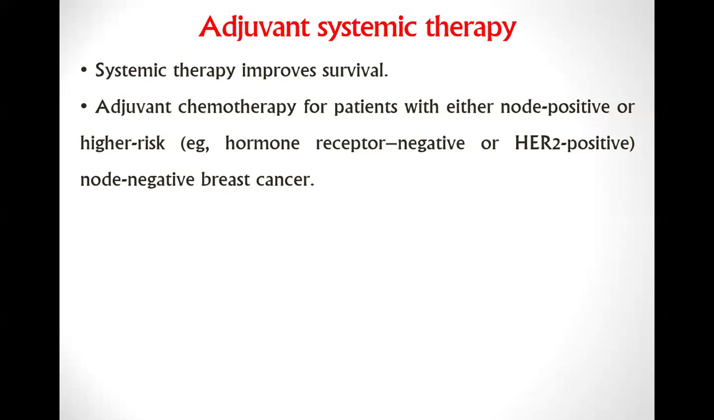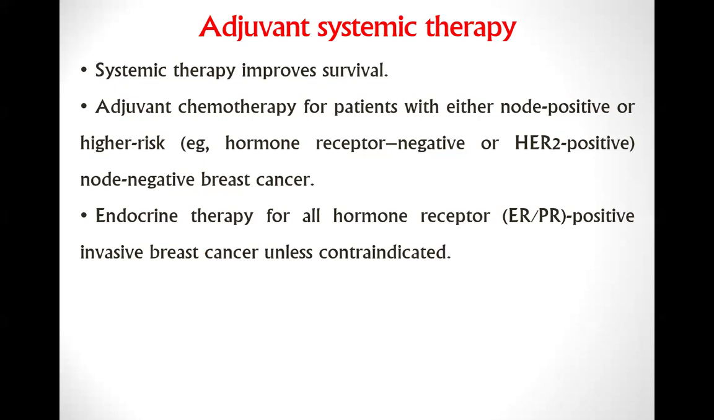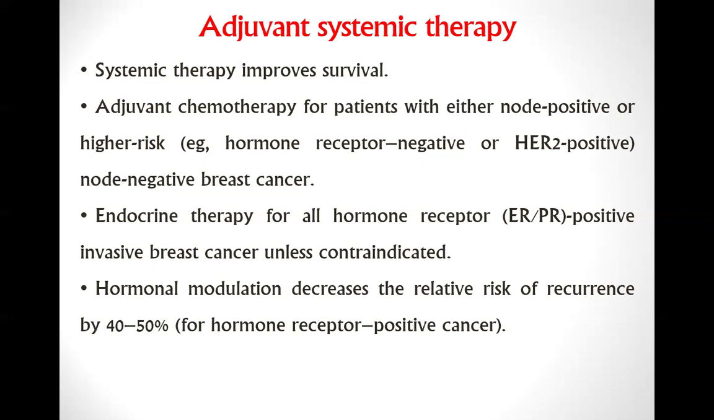Okay, I give you three scenarios. ER positive, HER2 negative. ER negative, HER2 positive. Triple negative. In that case, which one carries more risk, poor prognosis? Triple negative, followed by HER2 positive receptor negative, followed by receptor positive. Receptor positive carries less risk, isn't it? You already know. So endocrine therapy is adjuvant therapy for all receptor positive cancer cells. Hormonal modulation decreases recurrence. Okay, this is what the clinician stated.